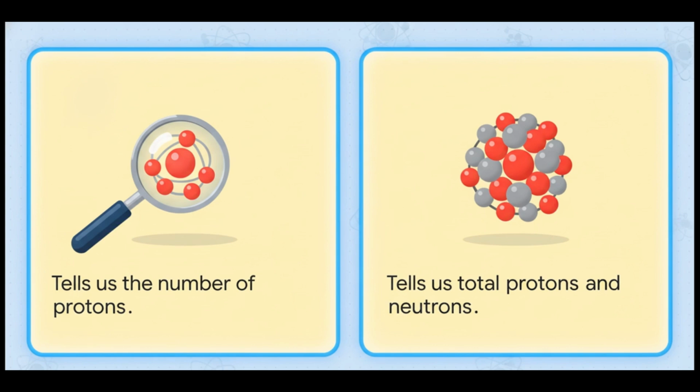Take carbon-12, for example. We know carbon's atomic number is 6, which means 6 protons. But carbon-12 also happens to have 6 neutrons. You just add those 6 protons and 6 neutrons together, and boom, you get a grand total mass of 12.